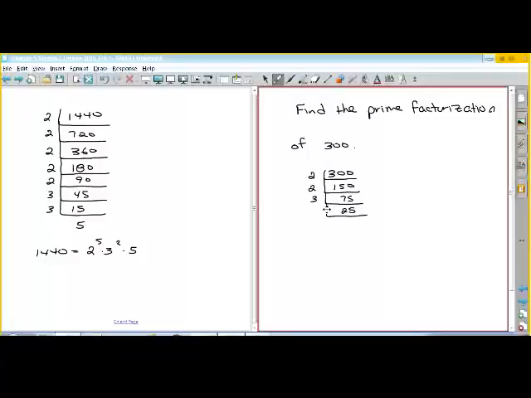75 divided by 3 is 25. Can I still divide it by 3? No. So I go to the next prime number, which is 5. Can I divide 25 by 5? Yes. 25 divided by 5 is 5. That's a prime number, so I'm done. And so my prime factorization of 300 is going to be 2, and I've got two 2s, so it's 2 squared. I've got one 3, so I just put 3 down without the exponent. And then I have 5 twice. So that's the prime factorization. You can always check it by multiplying these out: 2 times 2 times 3 times 5 times 5, and you find out it's 300.